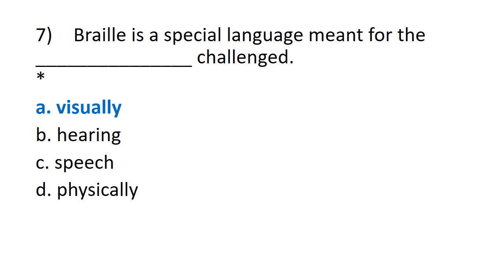Hearing is deaf people, they do not use Braille language, and speech is people who cannot speak properly. So Braille language is not used by these people also. And physically handicapped people are the people who have limitations on a person's physical functioning, right? Like mobility. The physical functioning of various parts of the body may not be proper. So these people also do not use Braille language. So this cannot be the right answer. So the right answer to this question is option A, visually.